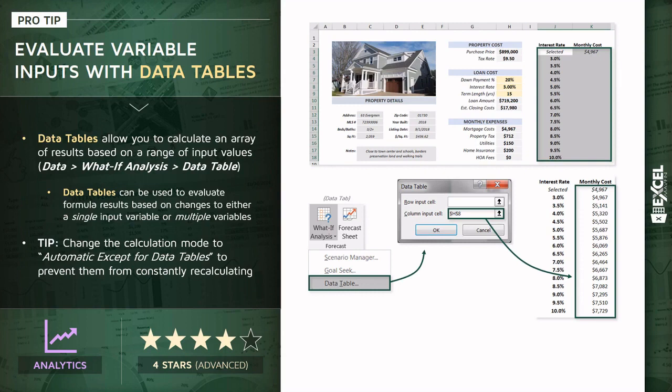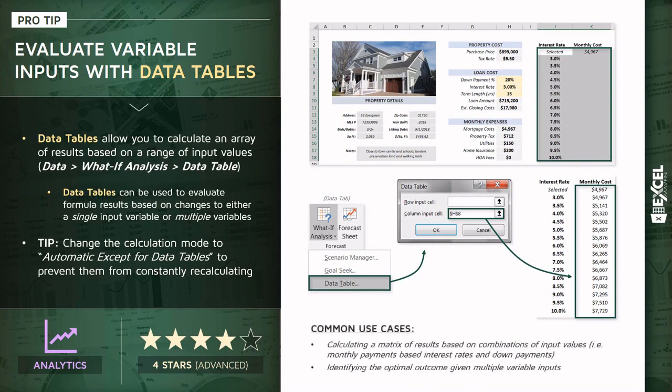So rather than manually testing 15 or so different interest rate values and recording the results, or typing a formula 15 times, we've configured the data table tool one time and produced all of the results with the click of a button. Now, data tables can be used to evaluate results like we see here based on changes to either a single input variable, like we've shown with interest rate, or with multiple variables, in which case we'd also plug in a row input cell. And I'm going to show you an example of both as soon as we jump into Excel.